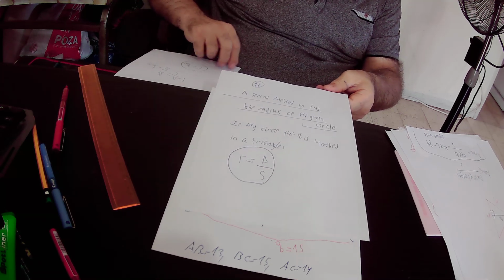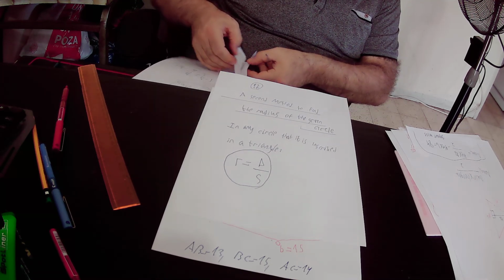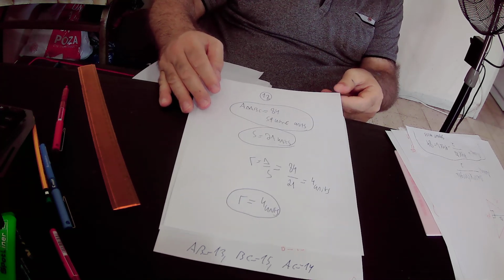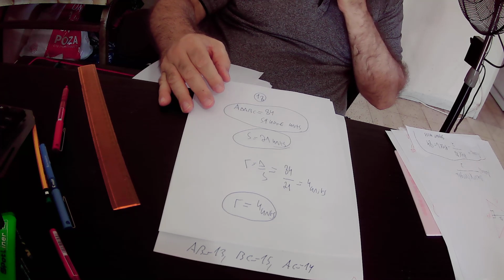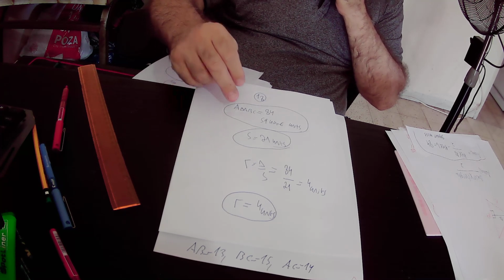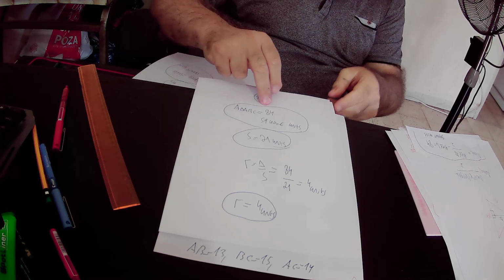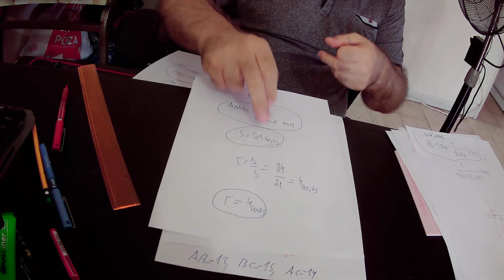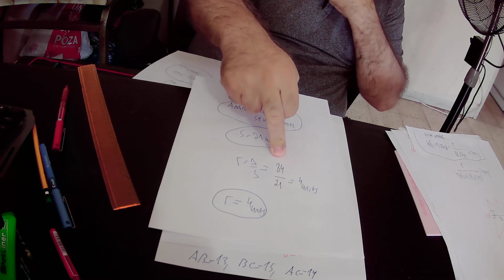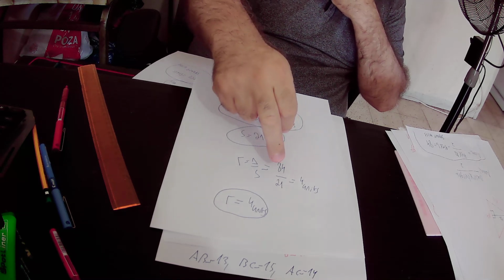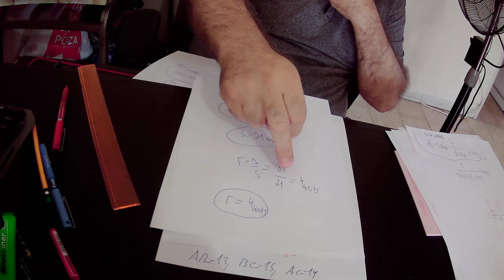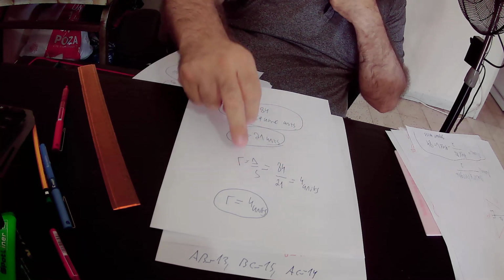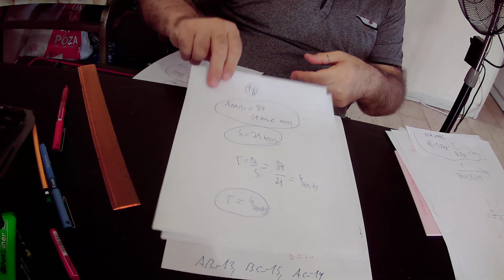So the radius of the circle will be equal to the area of triangle ABC over the semi-perimeter of triangle ABC. The area of triangle ABC is 84 square units, and the semi-perimeter of triangle ABC equals 21 units, so the radius of the green circle equals 4 units.